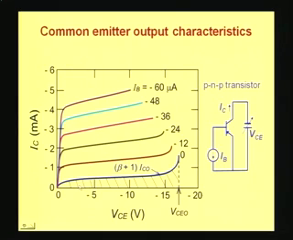This region, which is hatched and which is below the base current equal to 0 curve, is called the cutoff region, because the transistor really has almost no current flowing for this particular range of operation.